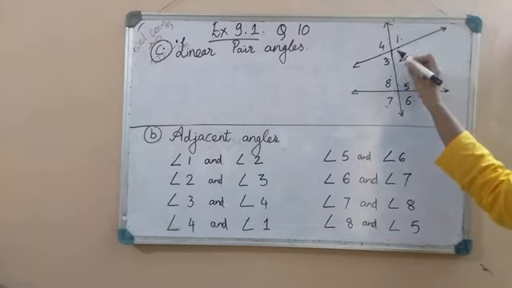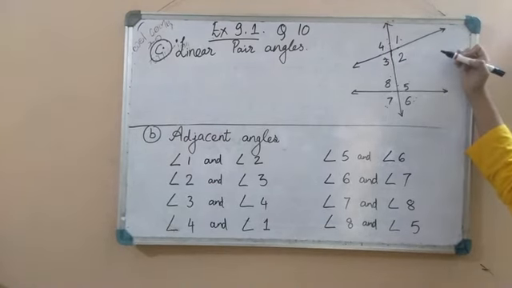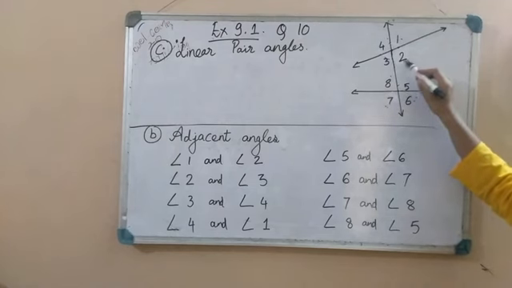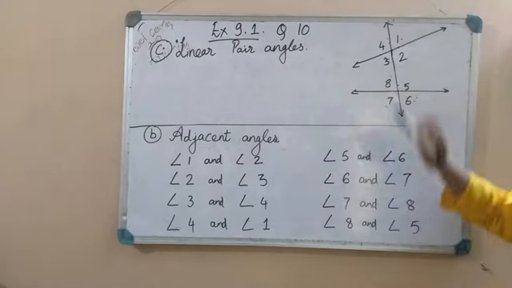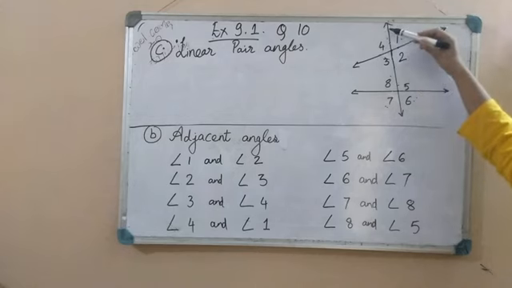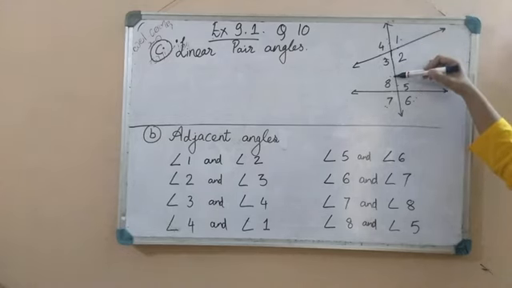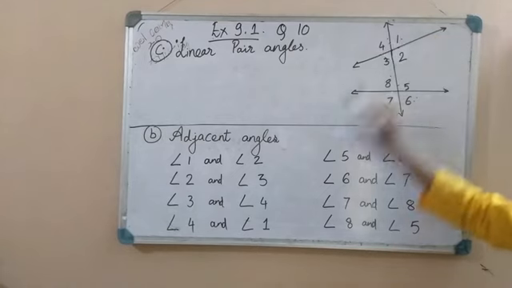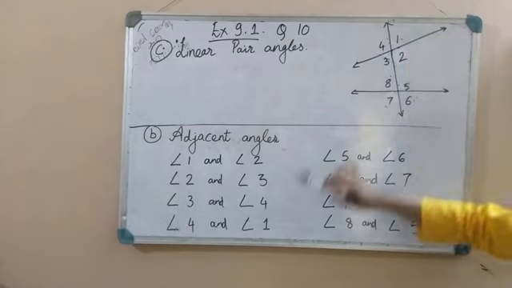Then 2 and 3, these angles are also made on the straight line. So if we add these 2, I will get 180. So 2 and 3 are the linear angles. Same, 3 and 4, these are the angles made on the straight line, so they are also linear angles. 3 and 4, and 4 and 1.